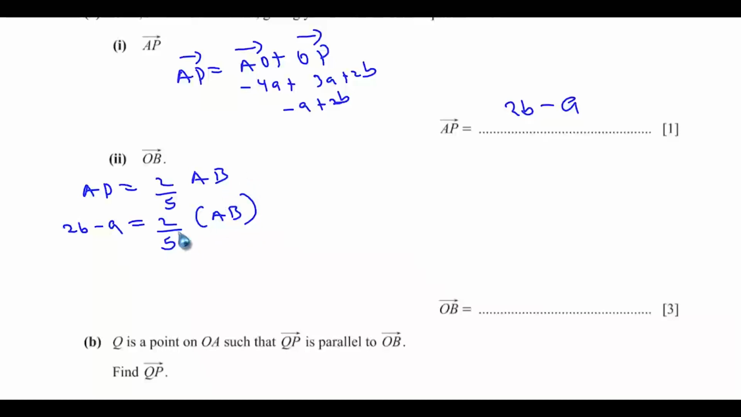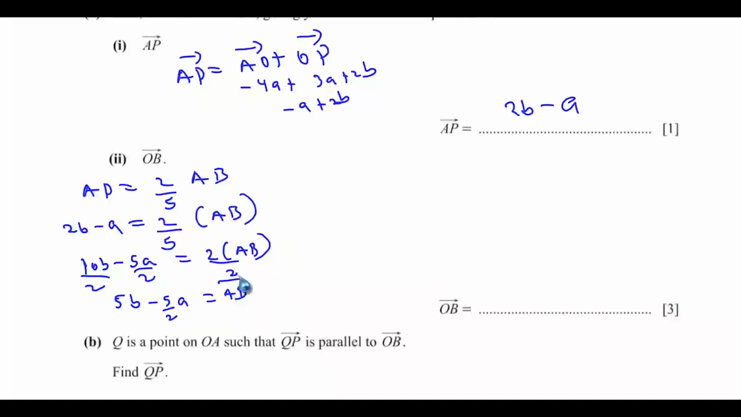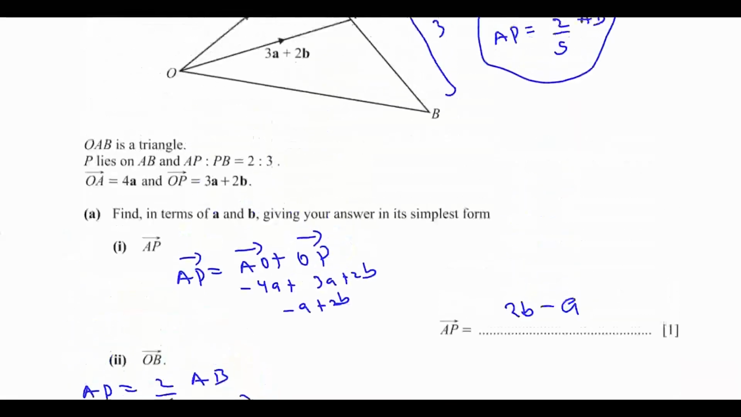If you rearrange very well, AB will be equal to, let's cross multiply. We're going to have 10B minus 5A equal to 2 into AB. Then we can divide through by 2. So this will be 5B minus 5 over 2 A equal to AB. So I know the value of AB now. Let's go back to the diagram.